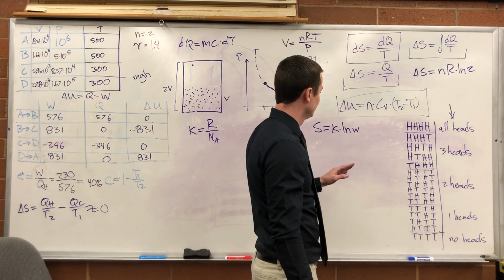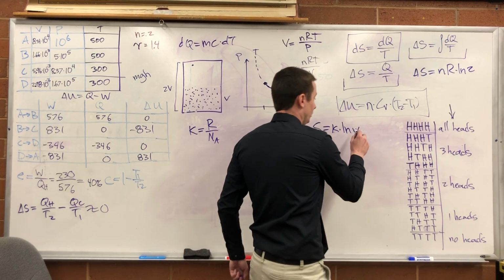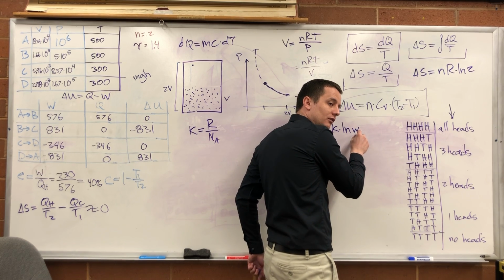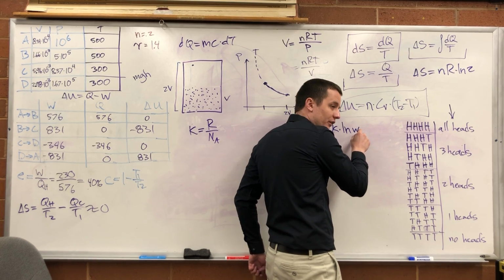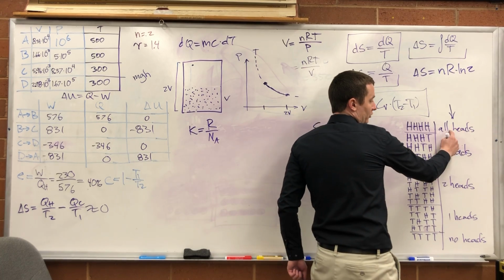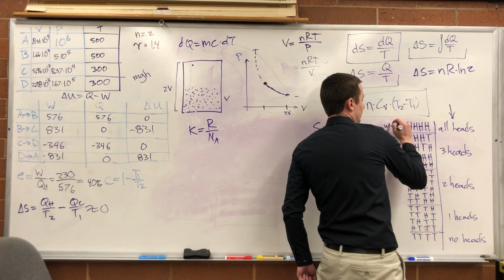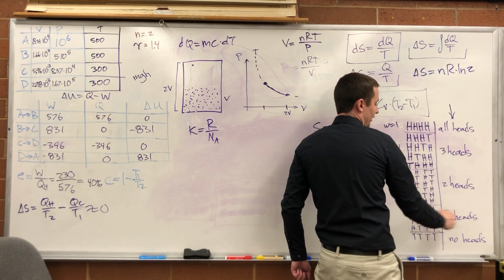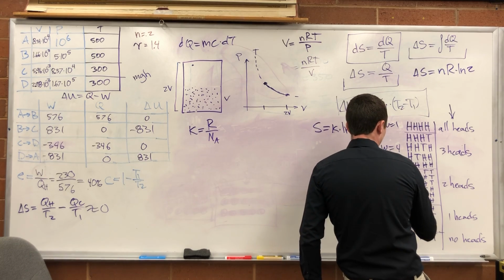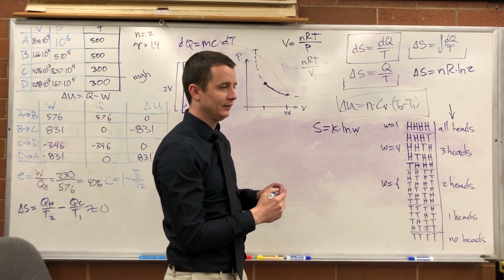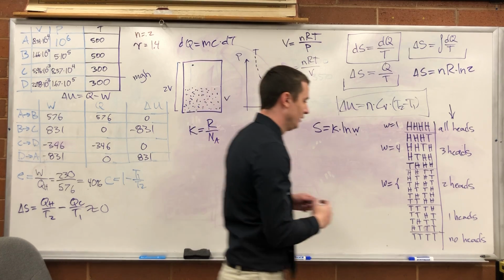What's W again in words? W is the number of microstates for a given macrostate. So if this is your macrostate, W is equal to 1. If this is your macrostate, W is equal to 4. If this is your macrostate, W is equal to 6. Then 4, 1. Make sense? Yeah. Okay.